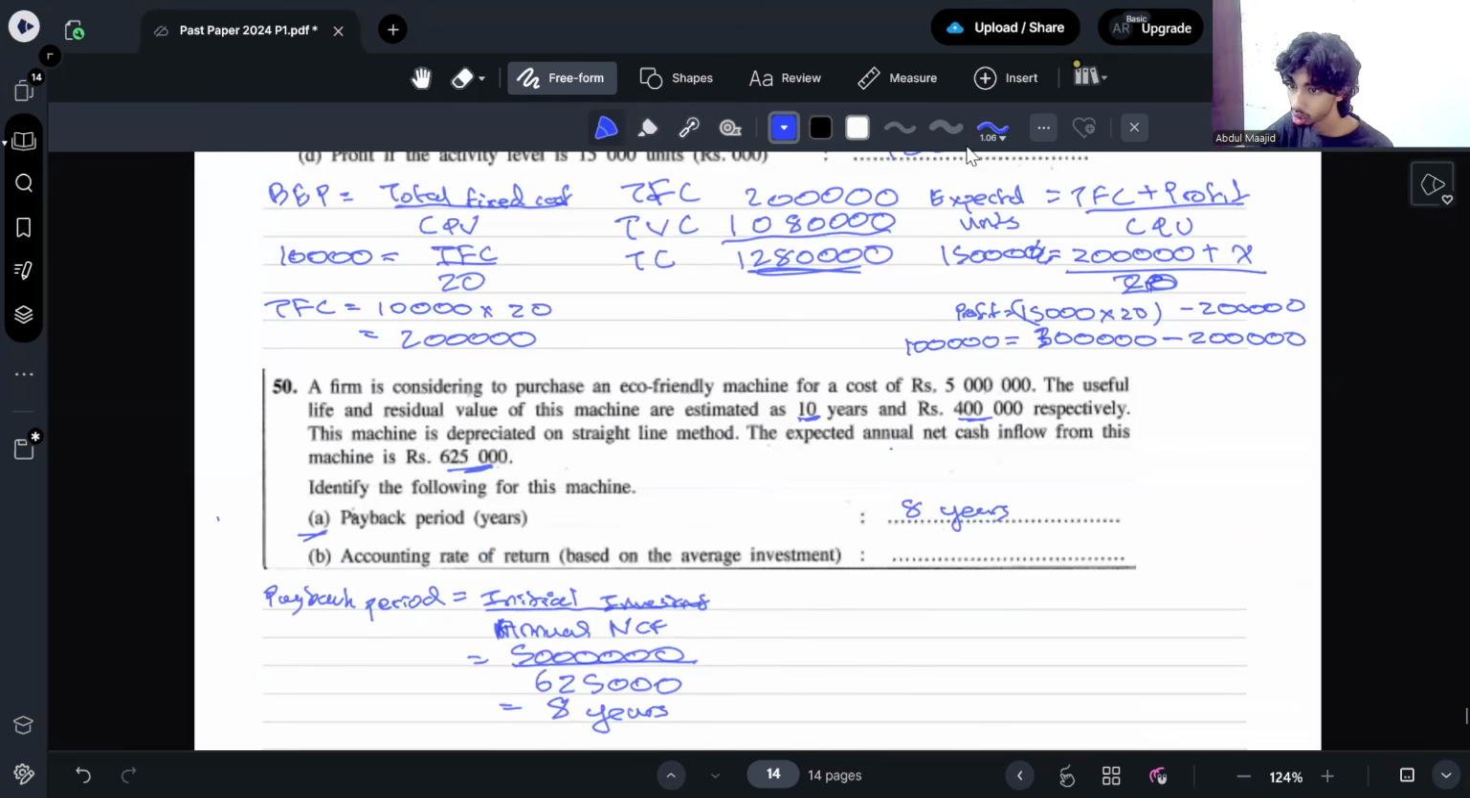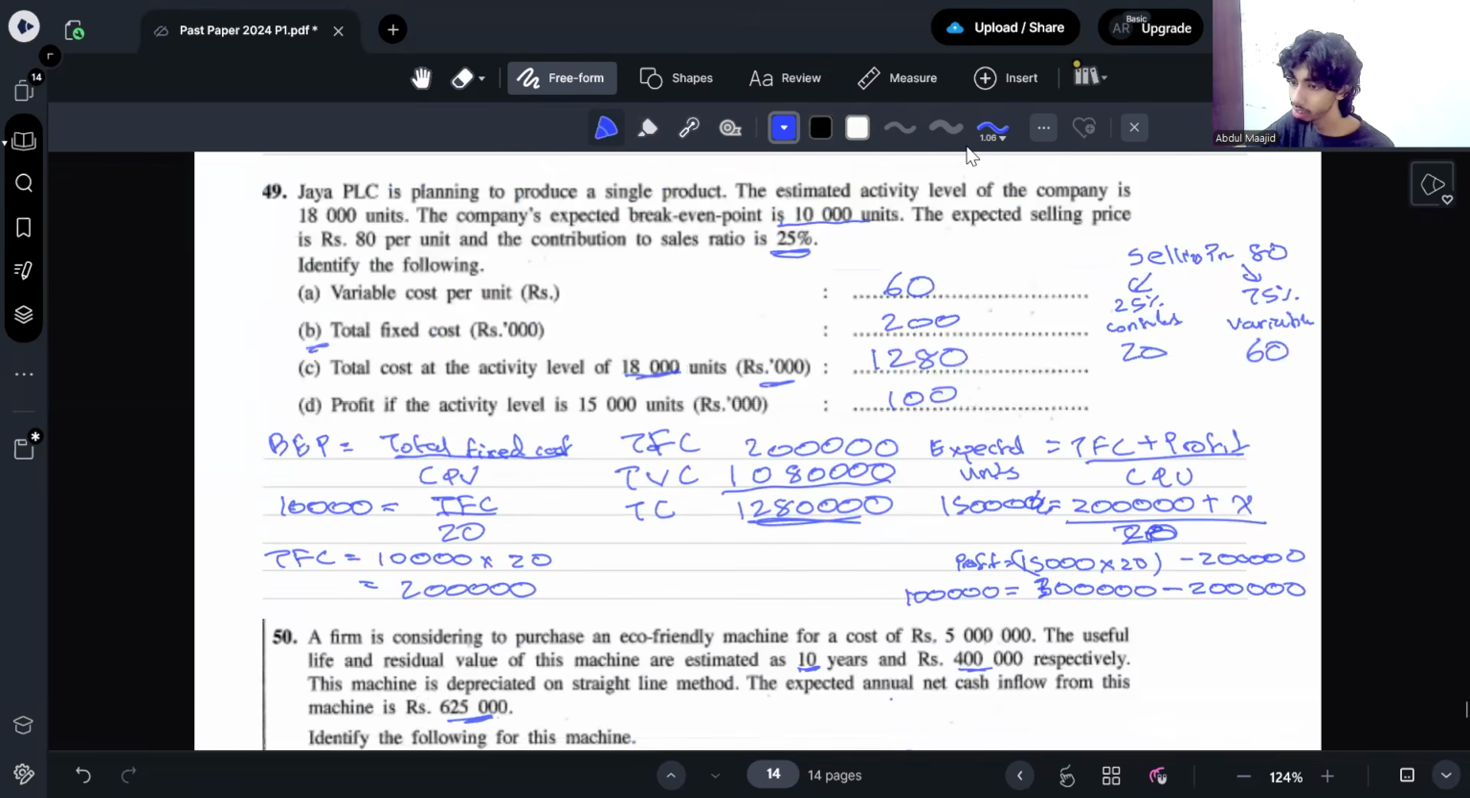D part. The profit if the activity level is 15,000, right? Do you know this equation? You can find the profit through this equation, right? The expected units equal total fixed cost plus profit over contribution per unit. Okay, see here. Then 15,000 multiplied by 20 is 300,000. Total fixed cost is 200,000, right? Then profit is 100,000.